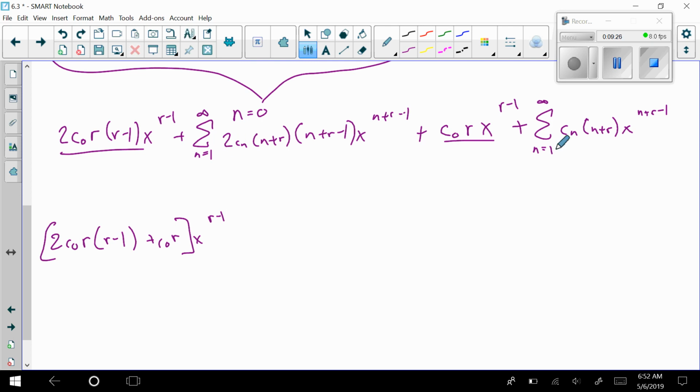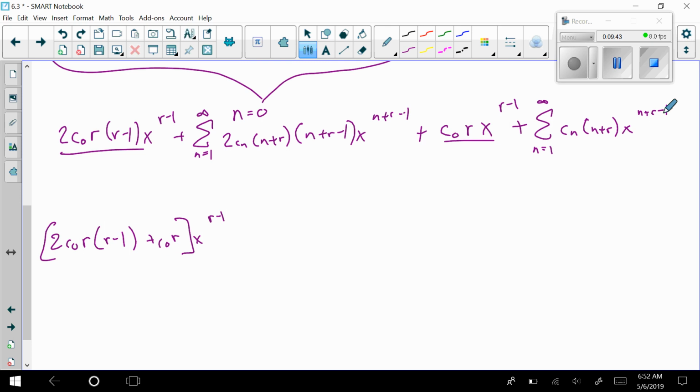Now these two, it looks like I'm basically ready to combine these. I should be able to just smash these together. This doesn't look too terrible to do. Let's double check. This is x to the n plus r minus 1. Yep, those look exactly the same.